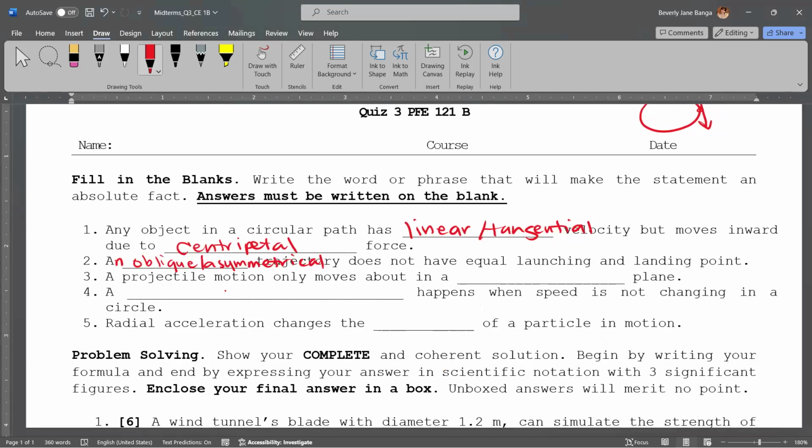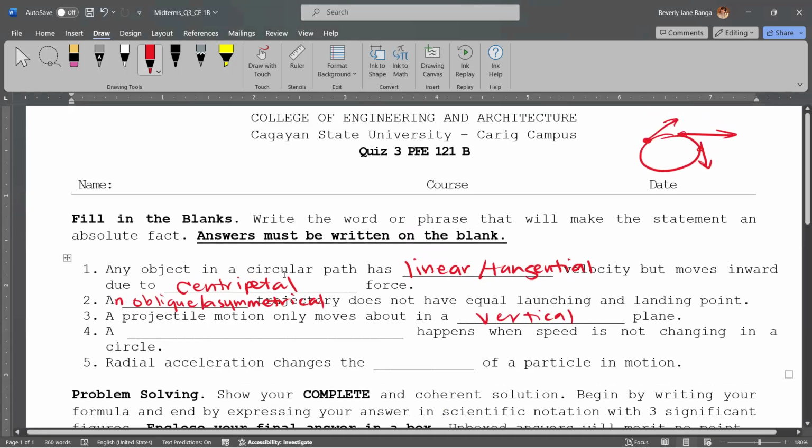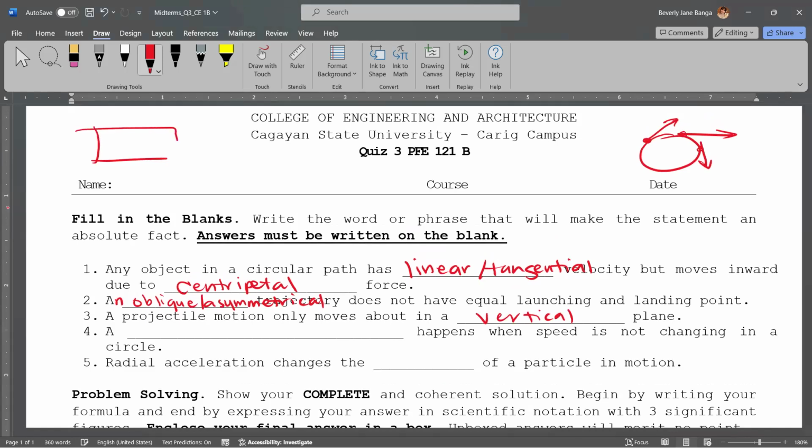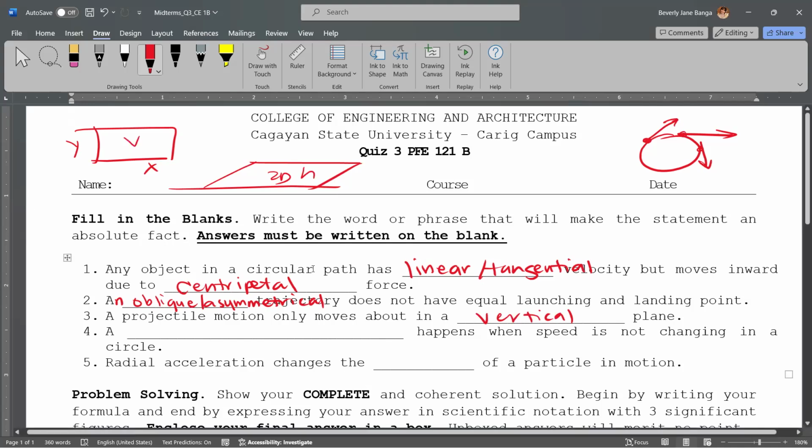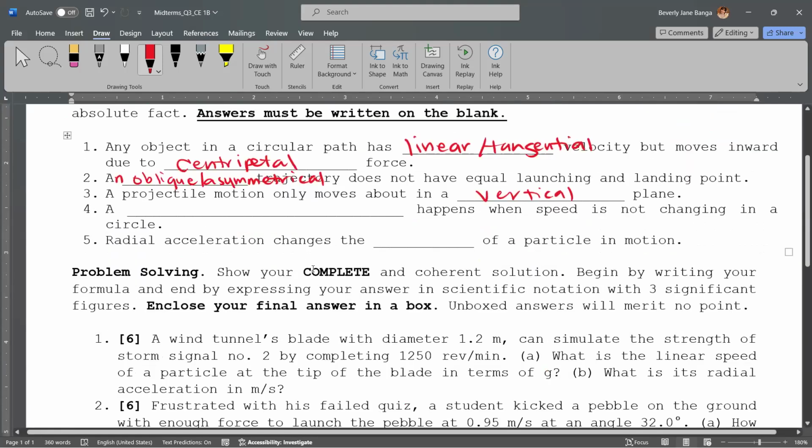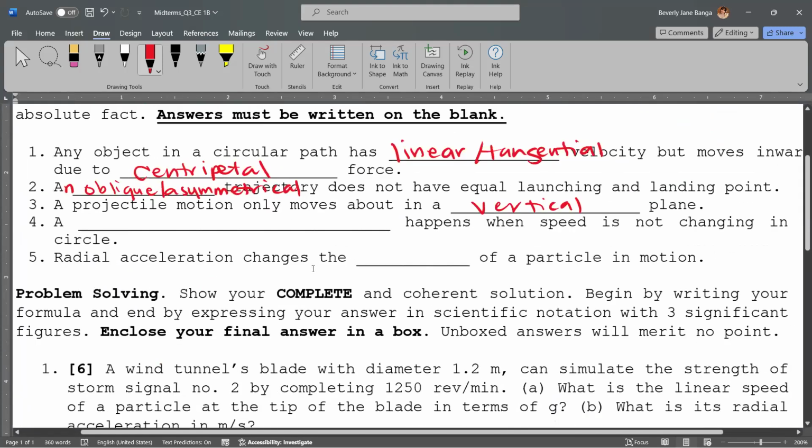A projectile motion only moves about in a blank plane. So may sumagot ng 2D plane. Pero the correct answer here is vertical plane. Kasi you need to take note that this is a 2D plane, so y and x. And at the same time, this is a 2D plane. So both are 2D plane, but the difference is this one is vertical, this one is horizontal. So ang sagot natin dito ay vertical plane. So nasa notes din to class.